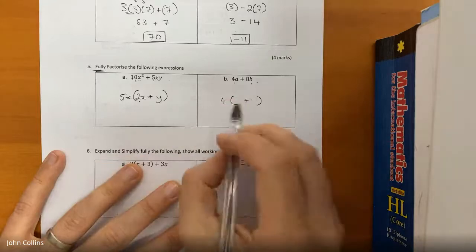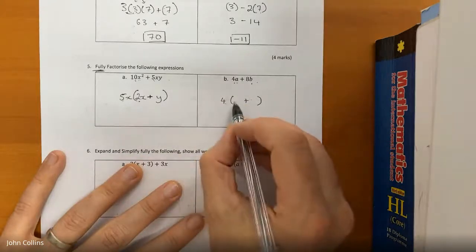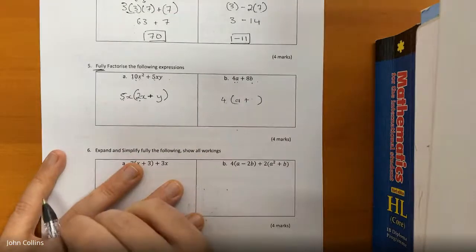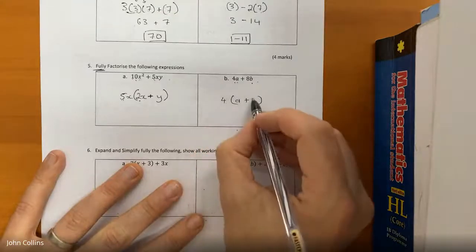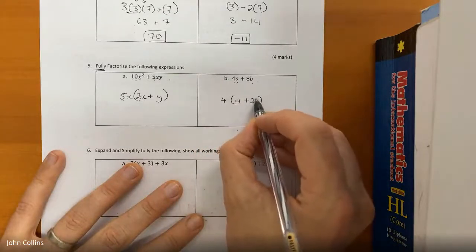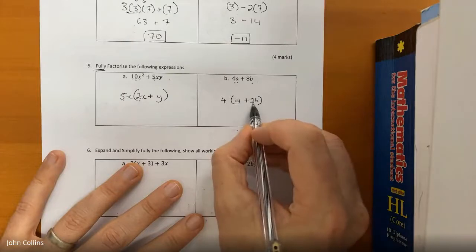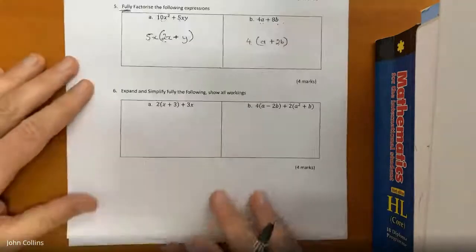So what's left behind? 4 times what gives 4A? So it must be A. 4 times what gives 8B? It must be 2B. 4 times 2 is 8. And that's it. Next one.